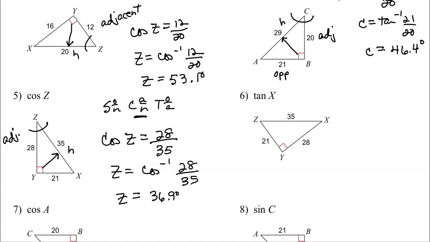36.9 degrees. Okay, so then tan of X. I need tan, so SOHCAHTOA is going to get written down again. Here's tan, opposite over adjacent. Here's my angle. Here is my hypotenuse. From X's position, I need opposite, so straight across the triangle. That is your 21 over adjacent, which is the side that's touching the angle. And it's not the hypotenuse.